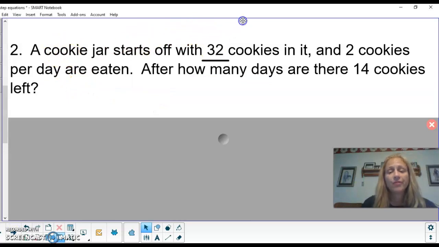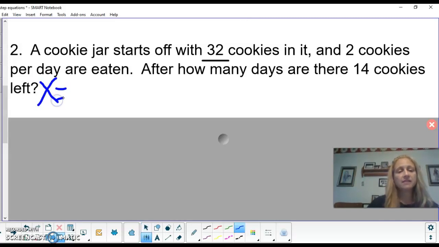So we got a cookie jar. It starts off with 32 cookies in it. There are 2 cookies per day eaten. After how many days are there 14 cookies? So to define our variable, what are they asking us to find? So many times I have people say, number of cookies. No. What does it say right here? After how many days? So it's the number of days.